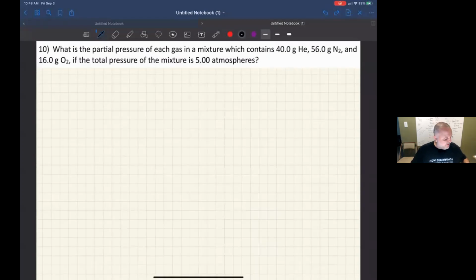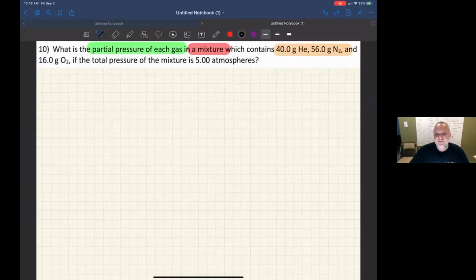Okay, up to this point, what we've done is we have only been dealing with gases that have one component in it, only one type of gas. But now we want to start to deal with mixtures of gases. And so the question is asking us, what's the partial pressure of each gas in a mixture? So that means that we're going to have to invoke some of the rules about mixtures of gases.